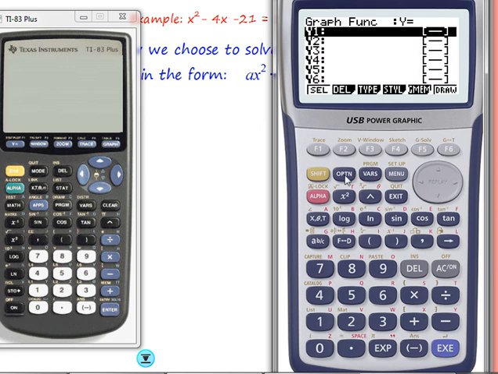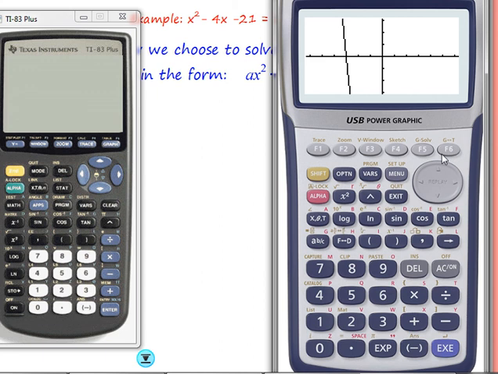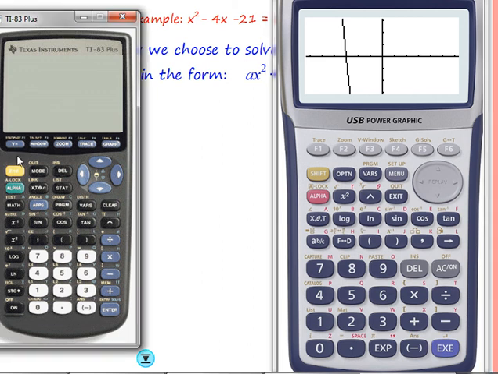And then I'm going to put the problem in exactly as it looks. So x squared minus 4x minus 21. And I'm going to hit execute to store it. You'll notice once I store it, that becomes highlighted. Then I can hit F6 to draw, and I get that. Hold that thought for a second. Let's go over here to our TI.